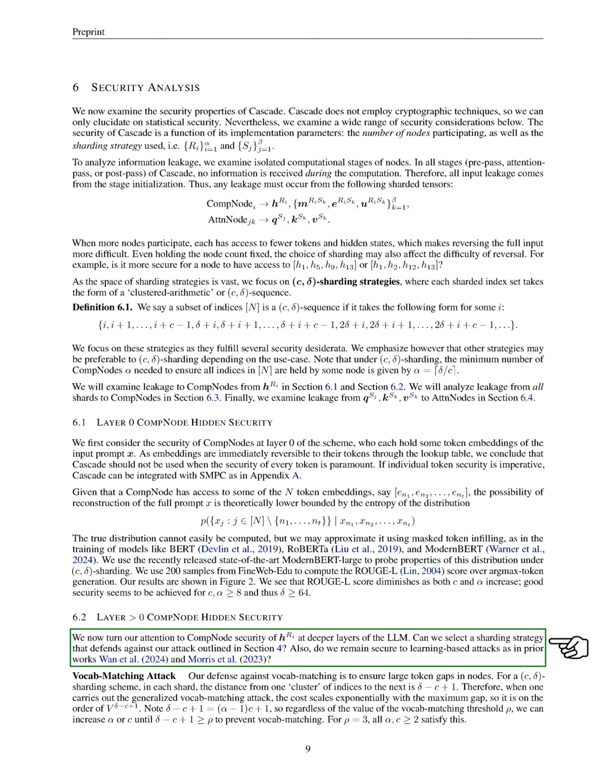Next, we focus on the security of comp node hidden states at deeper layers of the language model. We explore whether we can choose a sharding strategy that protects against the attacks we previously described. Our defense against vocab matching attacks involves ensuring significant gaps between token clusters in the sharding scheme. In each shard, the distance between clusters is determined by the parameters, and the cost of executing a vocab matching attack increases exponentially with the maximum gap. We can adjust our parameters to ensure that this gap exceeds a certain threshold, effectively preventing such attacks.